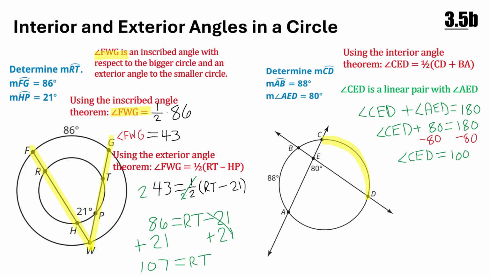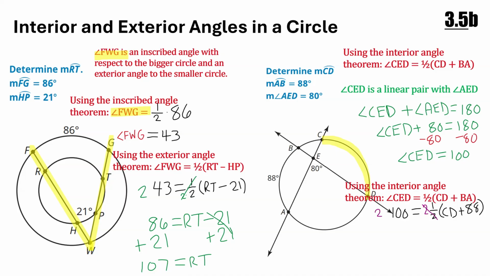Next, use the interior angle of a circle theorem to state angle CED equals 1/2 of arc CD plus arc BA. By substitution, this will be 100 equals 1/2 of arc CD plus 88. To solve for arc CD, multiply both sides by 2 to get 200 equals arc CD plus 88. Finish solving the equation by subtracting 88 from both sides to get 112 equals CD.